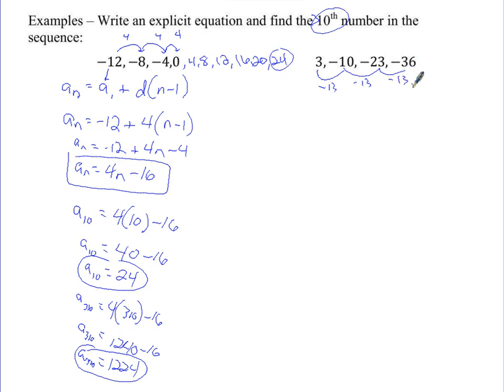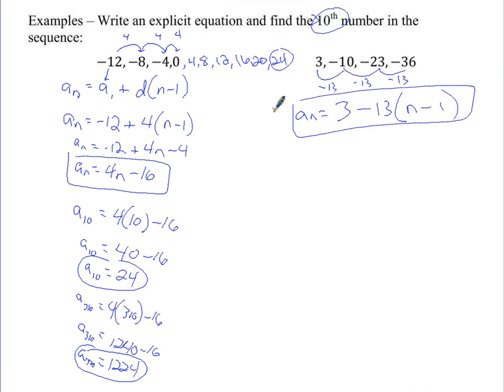And by the way, by doing that, I know something already from this right here. What is that? That's the common difference. So I already know everything I need to know to write that equation. I'm going to write a sub n equals what? A sub 1, which is 3. So then the common difference, which is negative 13. So I can write minus 13 times the n minus 1. And that's the equation.